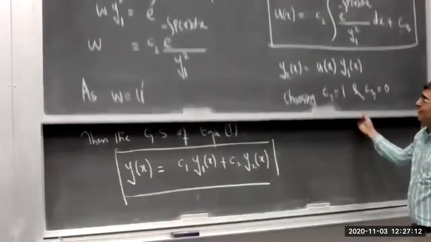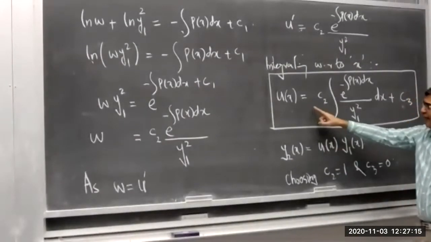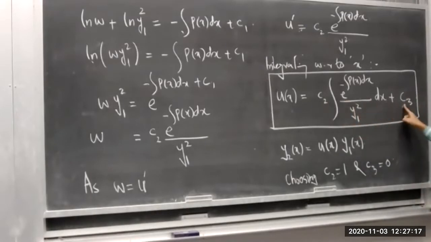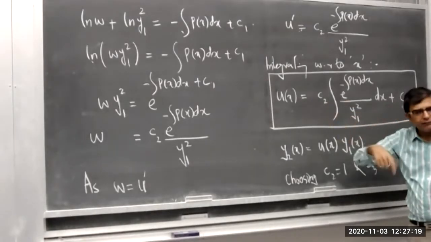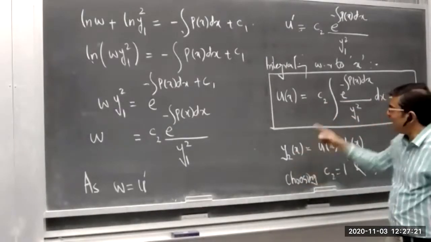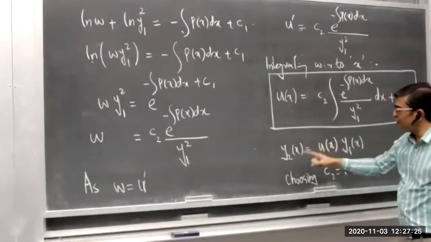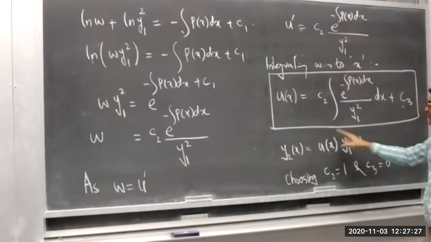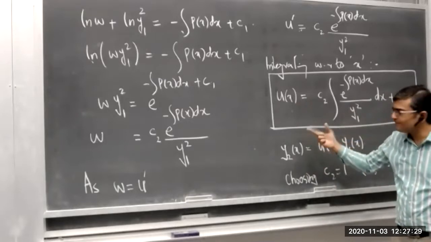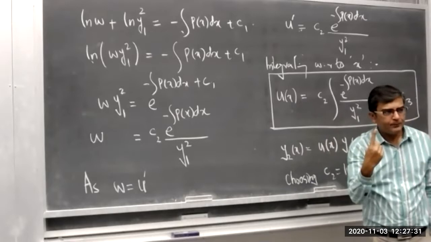So here, in the expression for u, instead of assuming C2 and C3 as parameters that can take any value, in that case u of x would have infinitely many solutions, or y2 would have infinitely many expressions of the solutions. But we need only one.